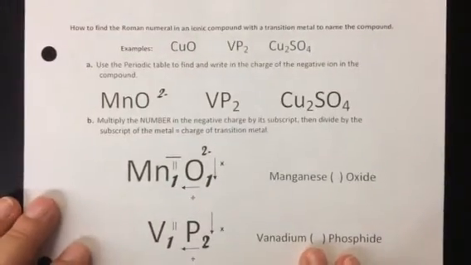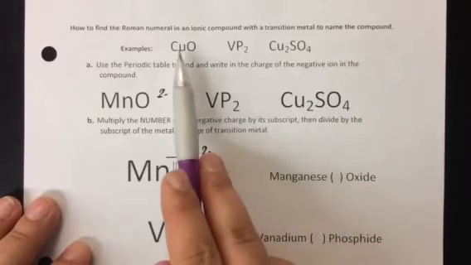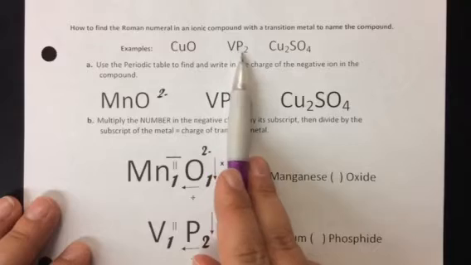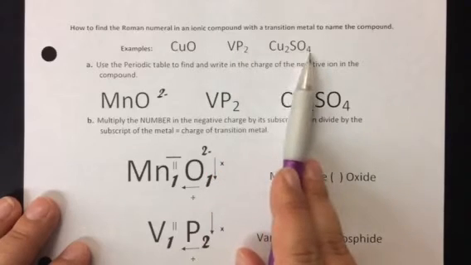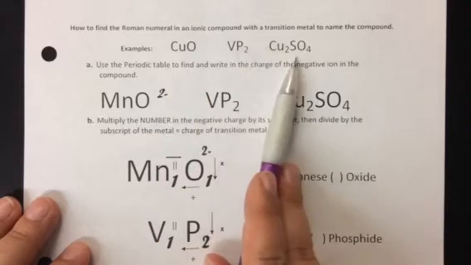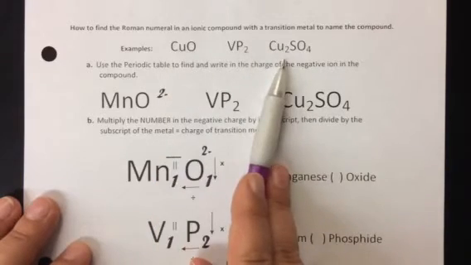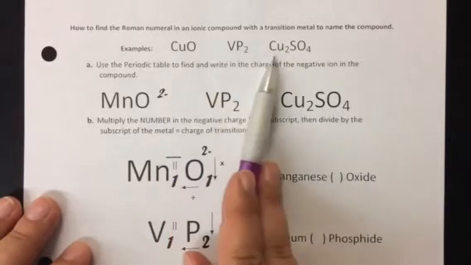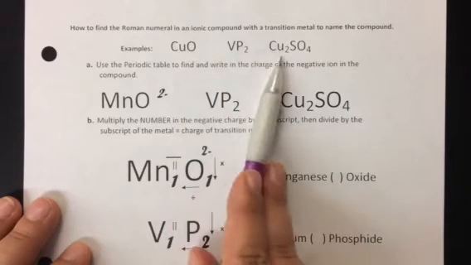And the way you do that, I'm going to give you this paper tomorrow in class, but because I have 3 examples, I'm just going to do them with you. So we have copper oxide, vanadium phosphide, and copper sulfate. I chose 2 ions of copper because remember they're transition metals, so their charges will change. So this is 2 different charges of copper.